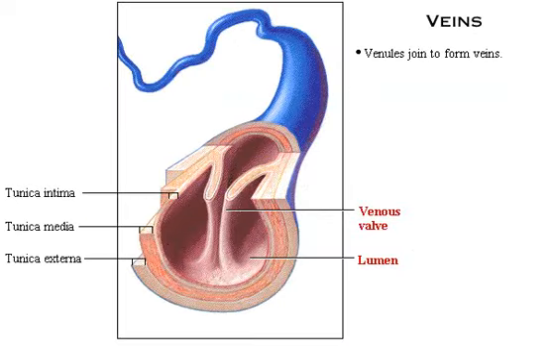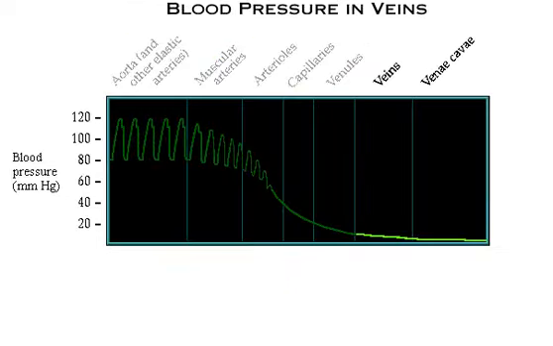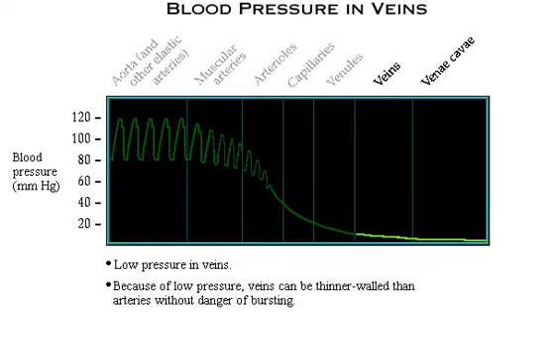Venules join to form veins. Veins usually have 3 distinct tunics, but their walls are always thinner and their lumens larger than those of corresponding arteries. The tunica externa is the thickest wall layer. In the graph of blood pressure, note the low pressure in the veins. Because blood pressure within veins is low, they can be much thinner walled than arteries without danger of bursting.